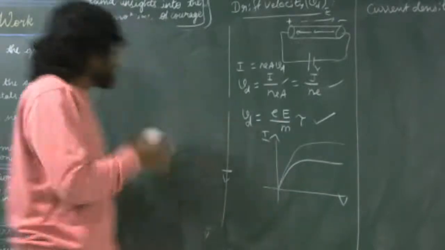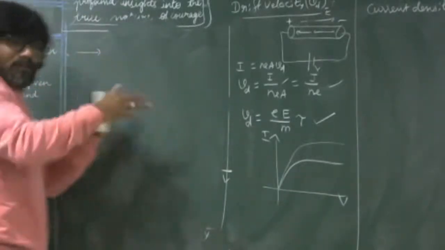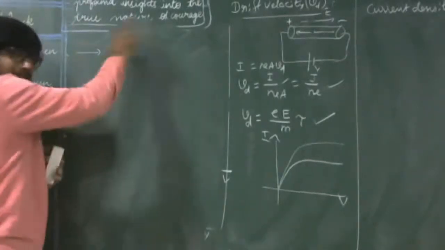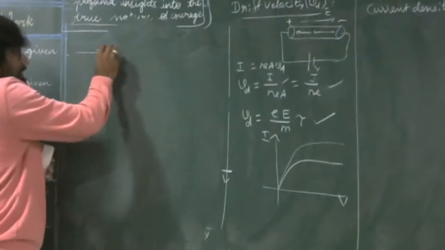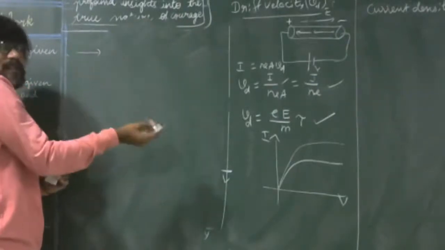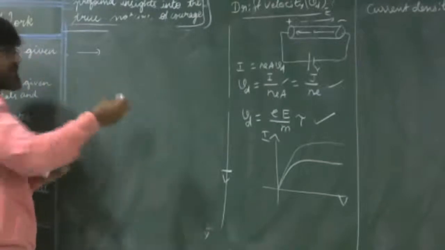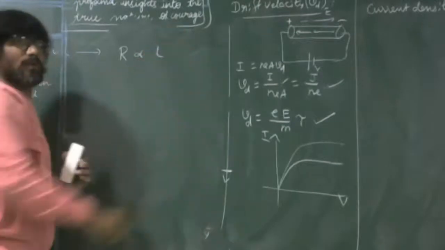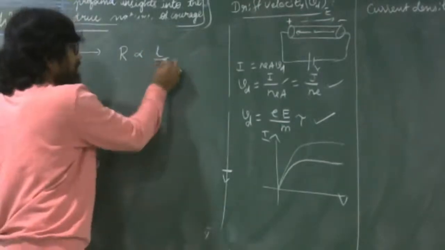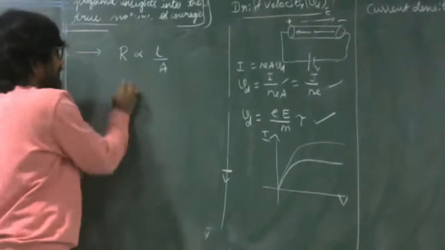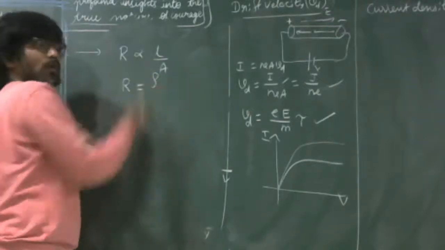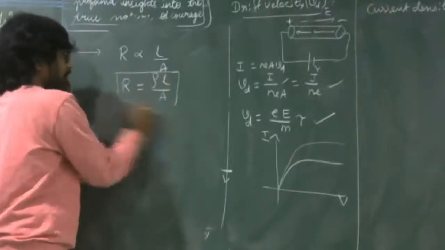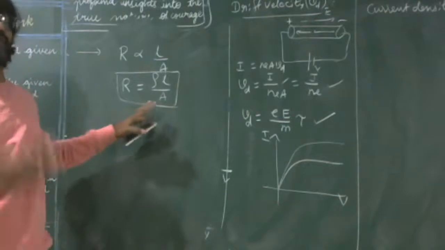So as we want to revise this quickly, how resistance depends on dimensions, I am giving the direct formula. The resistance of a resistor is given by: R is directly proportional to the length of the conductor and inversely proportional to the area of the conductor. So we write R is equal to some constant rho, which we call resistivity, times L by A. This gives the expression for resistance of a conductor in terms of dimensions.